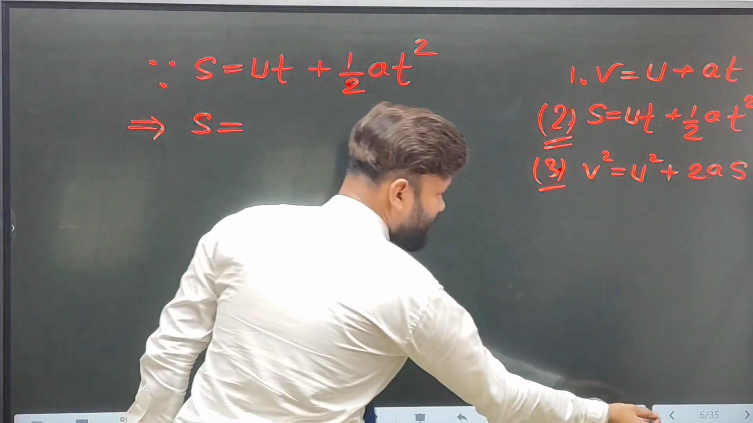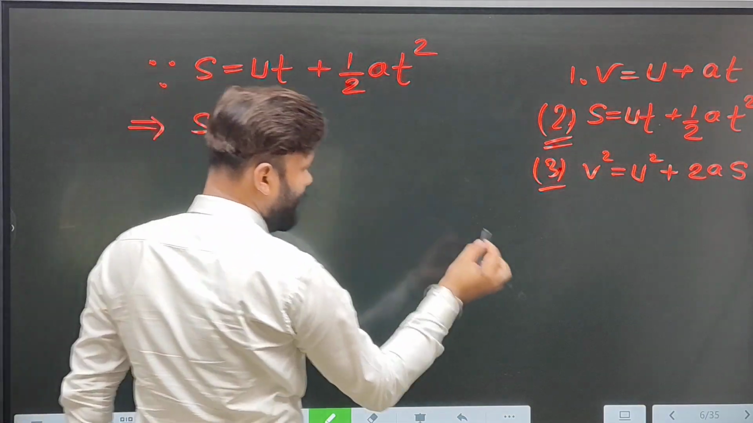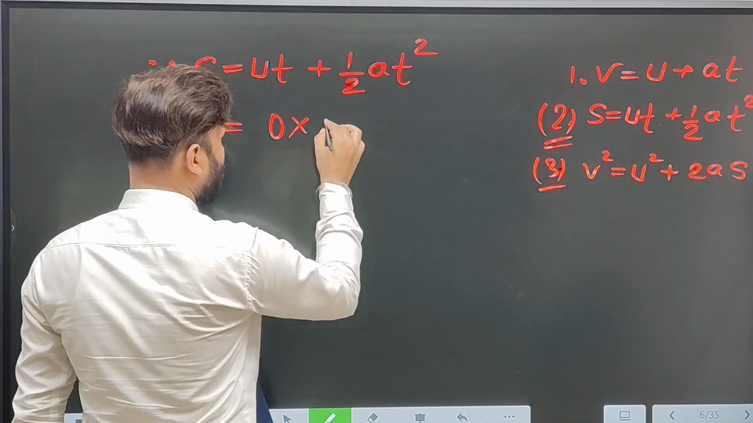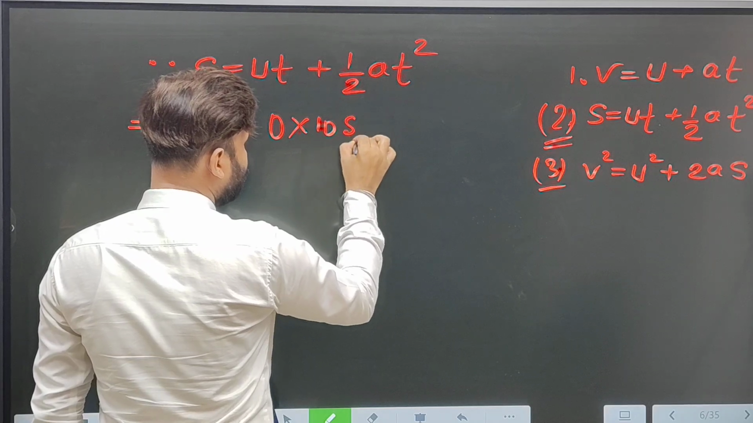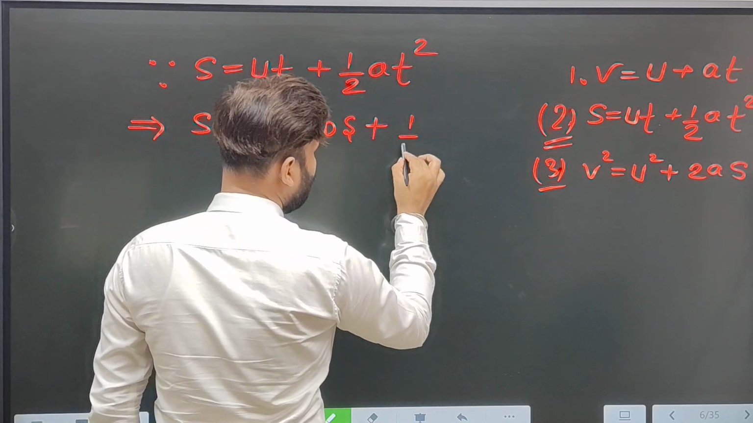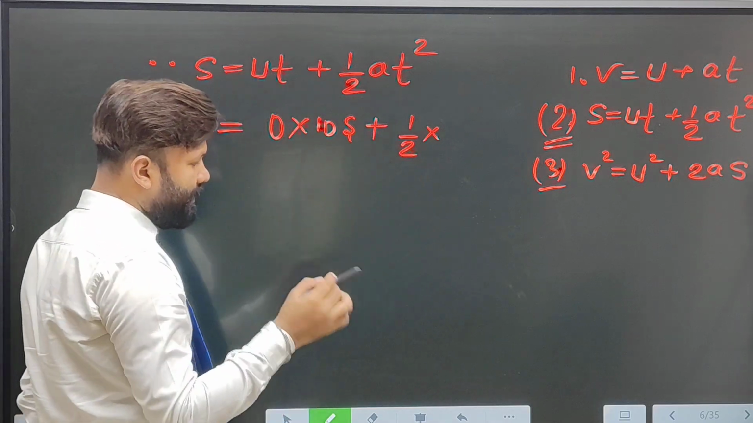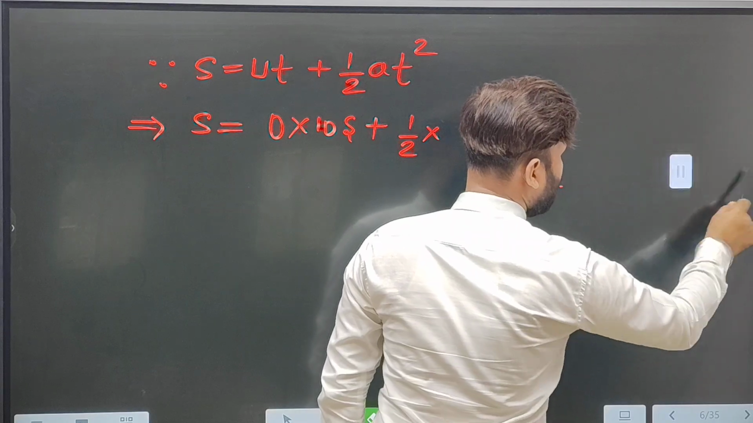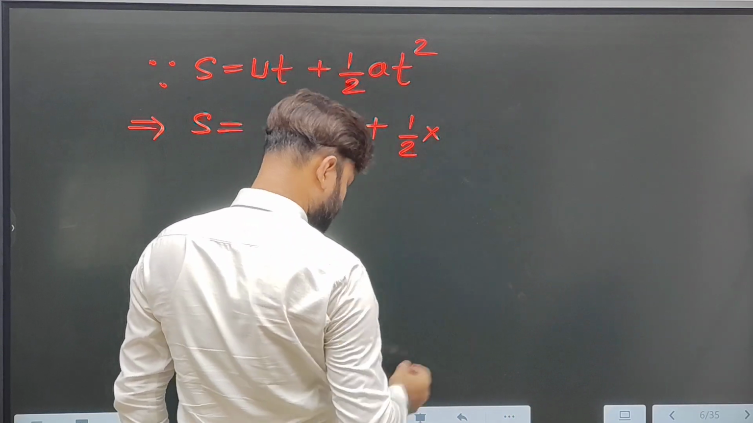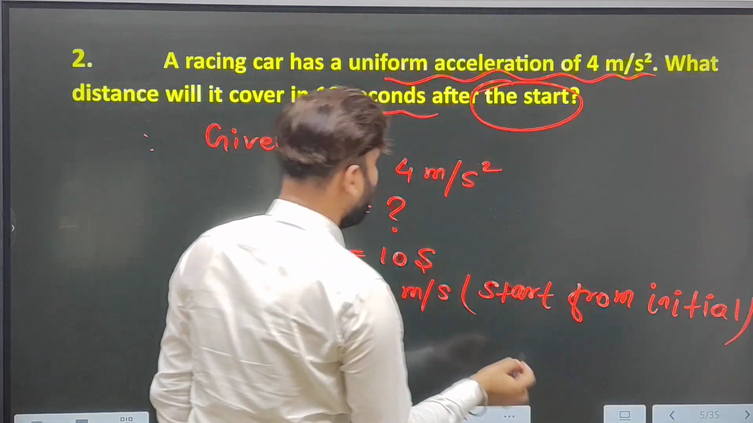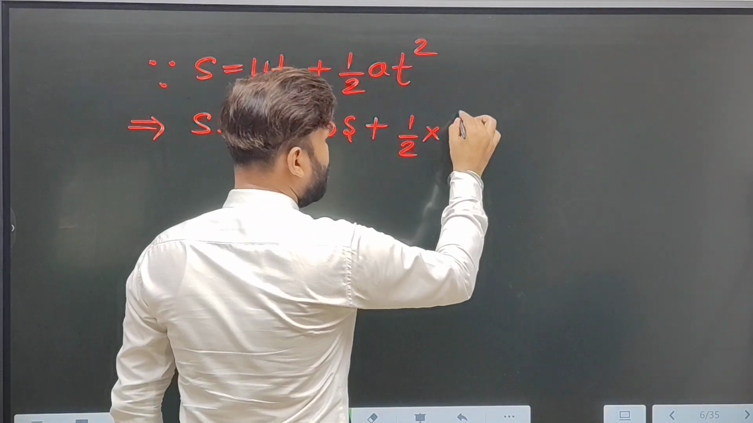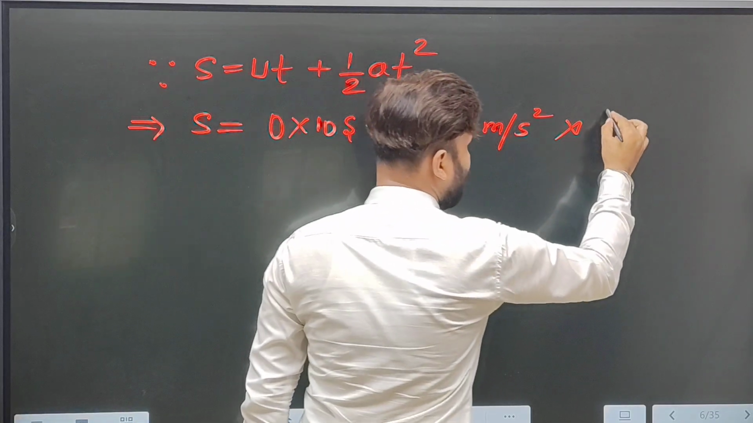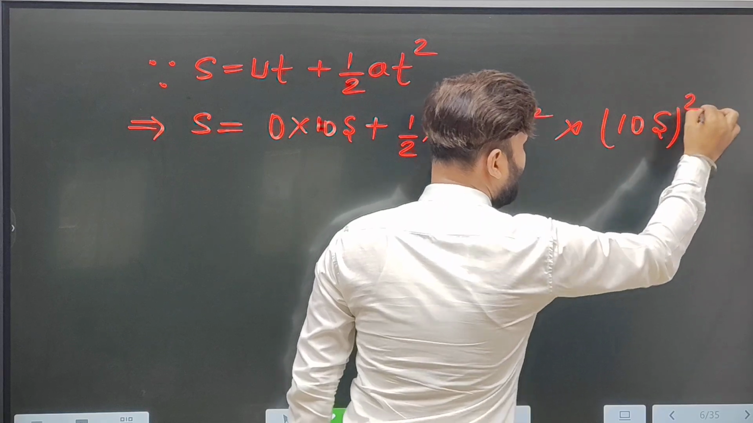U is given as how much? U is 0, time is 10 seconds and acceleration is 4 meter per second square. So S is equal to 0 times 10 plus half times acceleration, which is 4 meter per second square, times time square, so 10 seconds square.